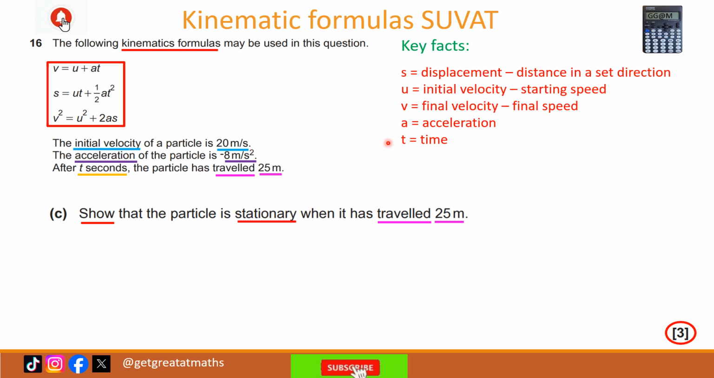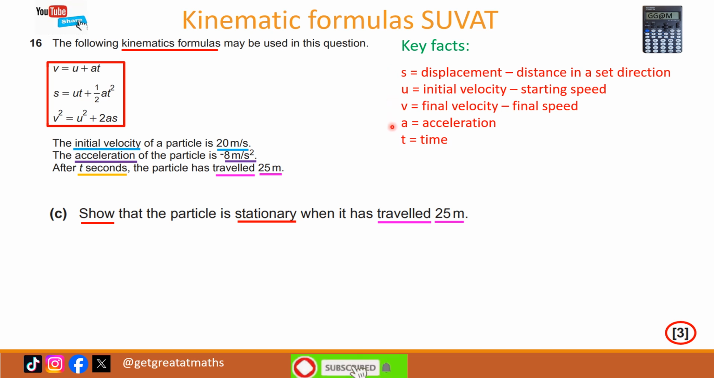Now, some of them are obvious. So T for time is obvious, A for acceleration is obvious, but U is initial velocity and V is final velocity. One of them is more obvious than the other, that V is a final velocity, but U is an initial velocity, not so obvious, and S as a displacement is not at all obvious. So you will be expected to know that S is a displacement, or you can think of it as a distance in a set direction.